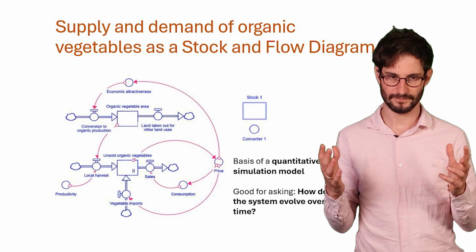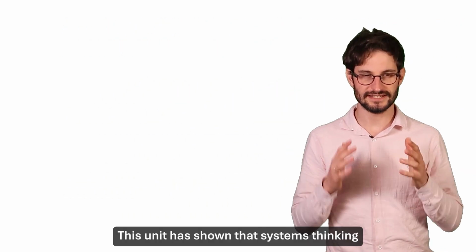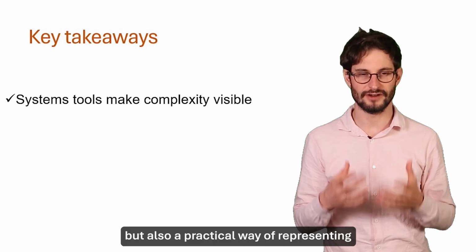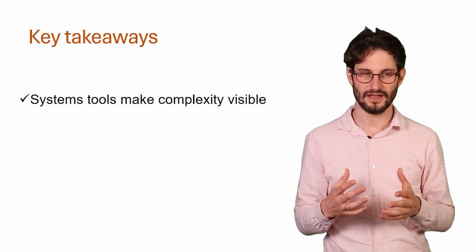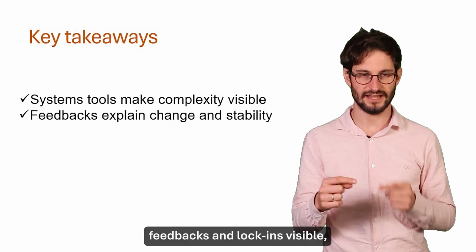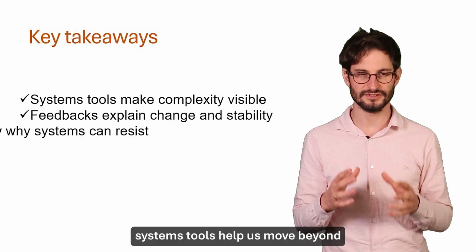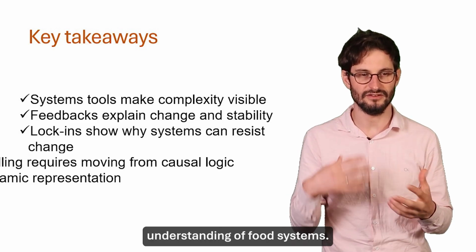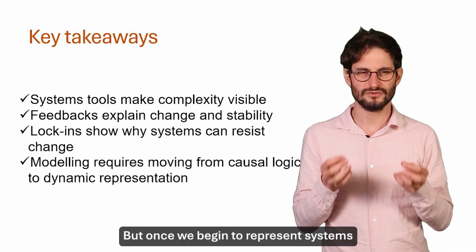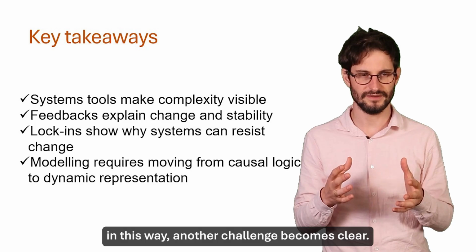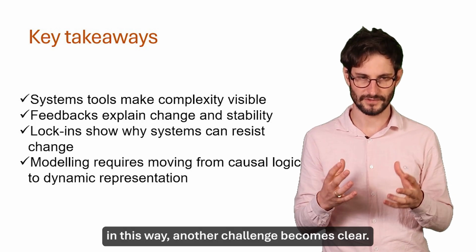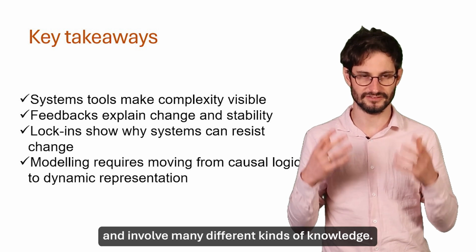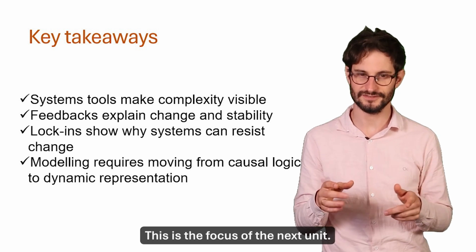By representing these elements as stocks and flows, we move from a qualitative causal logic to a quantitative framework. This unit has shown that systems thinking is not only a conceptual perspective, but also a practical way of representing complex dynamics. By making interactions, feedbacks, and lock-ins visible, systems tools help us move beyond a list of factors towards a more dynamic understanding of food systems. But once we begin to represent systems in this way, another challenge becomes clear. Food systems operate across multiple scales and involve many different kinds of knowledge. This is the focus of the next unit.